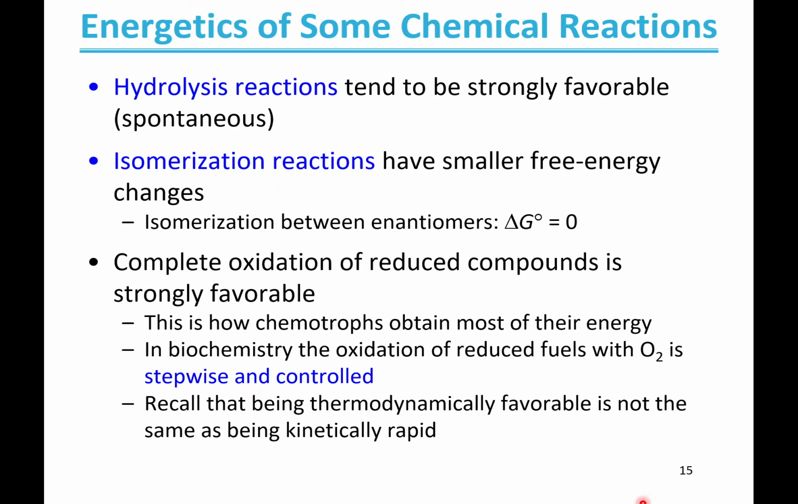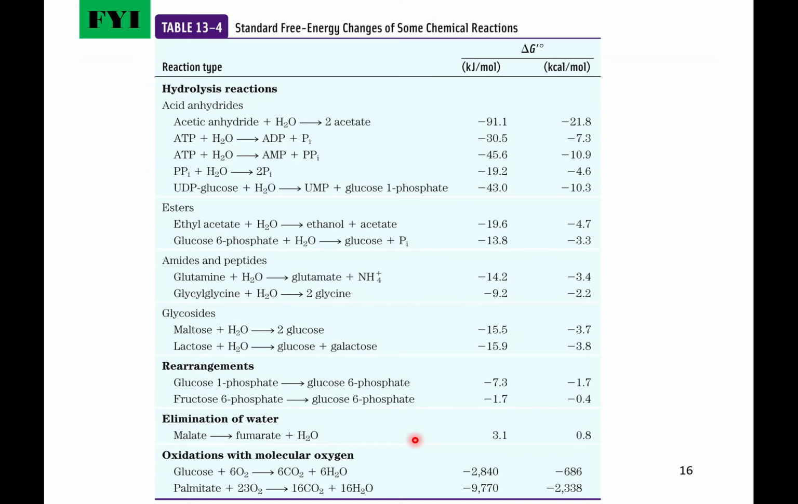Recall that being thermodynamically favorable is not the same as being kinetically rapid. So certain reactions can be favorable, but that doesn't mean they're fast if they have large activation barriers. And remember, that's what enzymes do. They lower that activation energy to speed up reactions. This is a table in your book showing some delta G naught prime values for some example reactions.